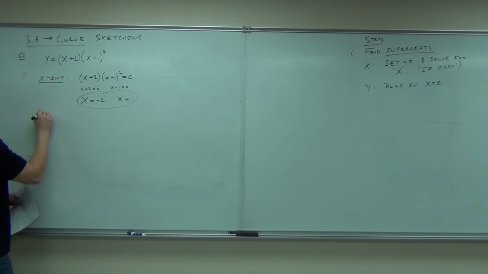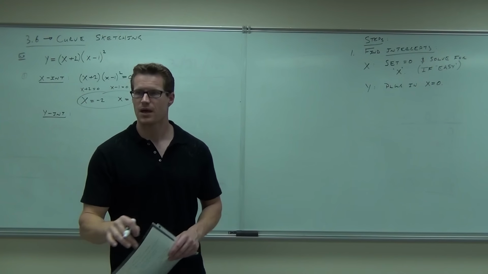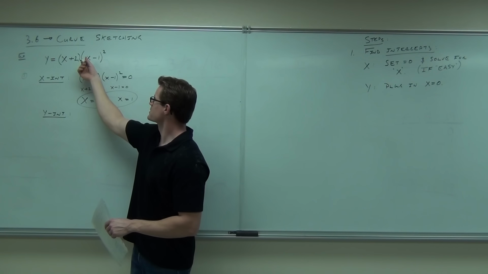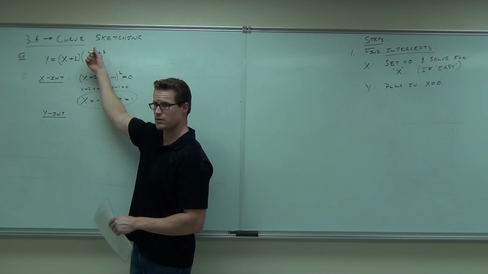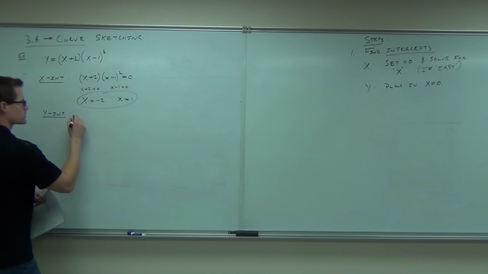Part 2 of step number 1 is find your y-intercept. Y-intercept says you need to plug in 0 for x and see what you have. So I'm going to take 0 plus 2 times 0 minus 1 squared. Don't forget to square it before you multiply. What is 0 minus 1? Negative 1 squared is 1, times 2. You get 2. The y-intercept is 2.